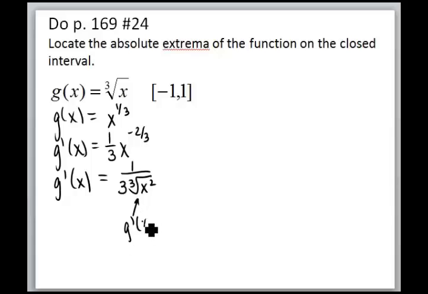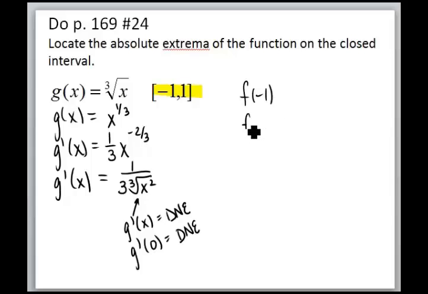The derivative does not exist. And where does it not exist? Well, that would be at 0. So the derivative at 0 does not exist because it gives me 0 on the bottom of the fraction. So I need to determine where those absolute extrema are. I am looking at this interval, so 0 is within that interval. So I need to test the y value at -1, the y value at 0, and the y value at 1. What are those heights?